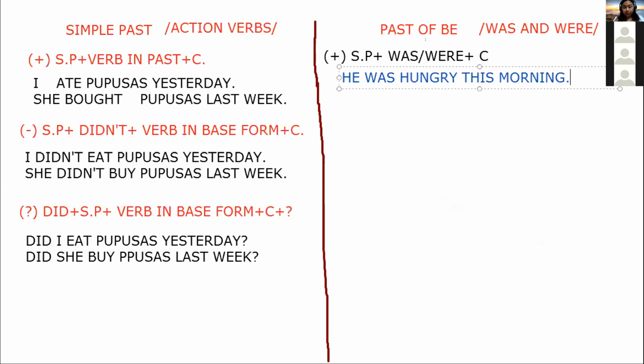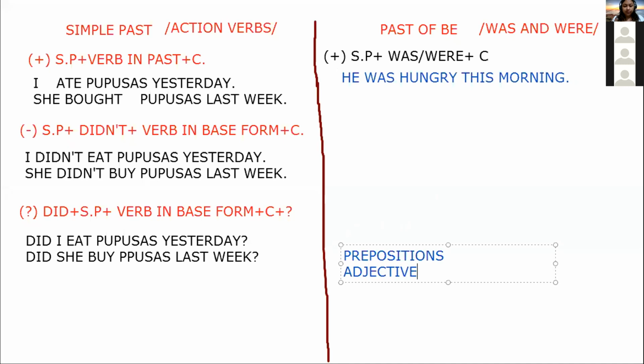Never. So what type of information can we use with the past of be? Well, with the past of be, we can only use information that we can use with the verb to be. So what information do we use with the verb to be? Prepositions of place and time. What else? Adjectives. We can also say nationalities, and countries.